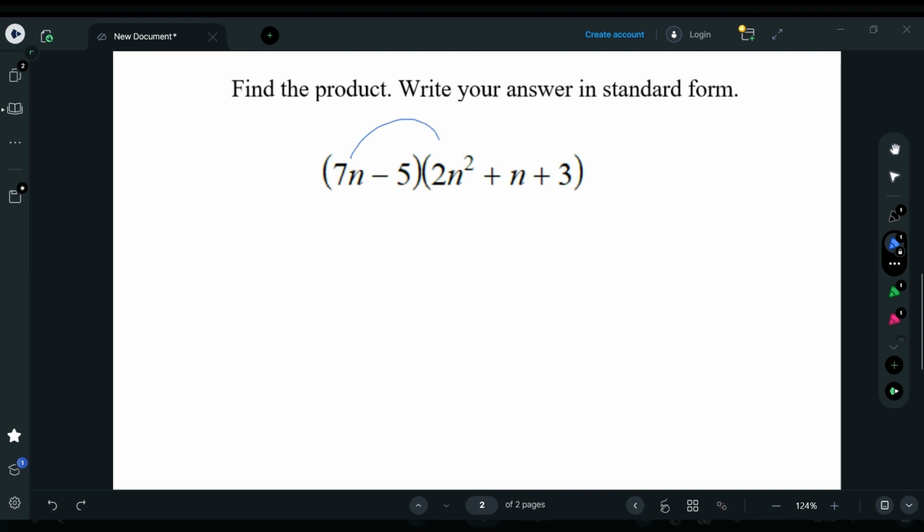7n times 2n squared. And again, the coefficients will multiply, exponents will add. So the coefficients are 7 and 2. Let's multiply those. 7 times 2 is a 14.